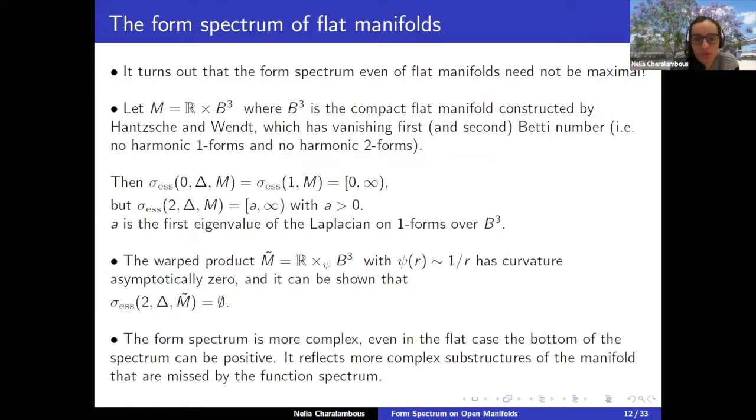In other words, we see that the form spectrum is more complex. Even in the flat case, the bottom of the spectrum can be positive. And it reflects these more complex substructures of the manifold that are not read by the function spectrum. Okay, so we have flat manifolds where the spectrum is not maximal, and we can have asymptotically flat manifolds whose form spectrum is even empty.